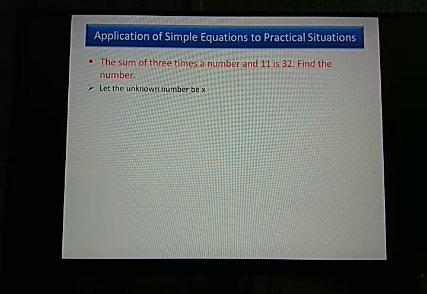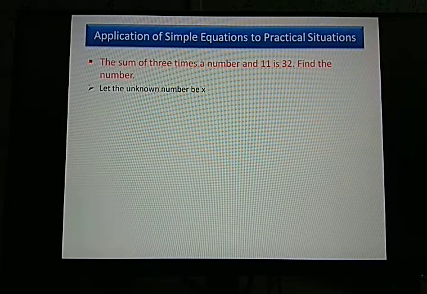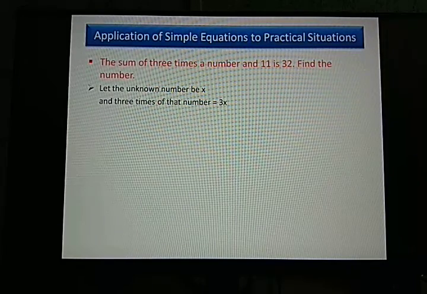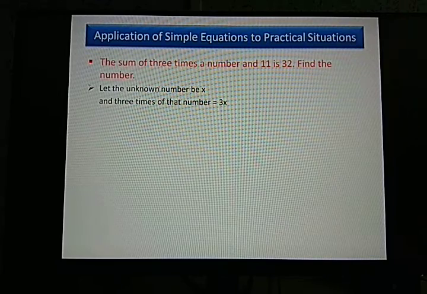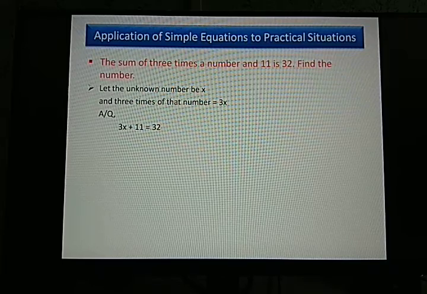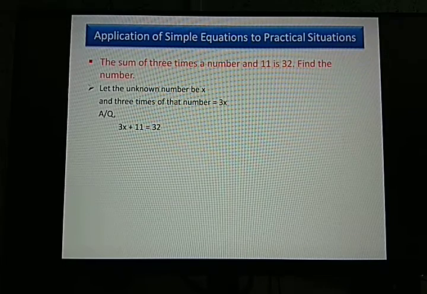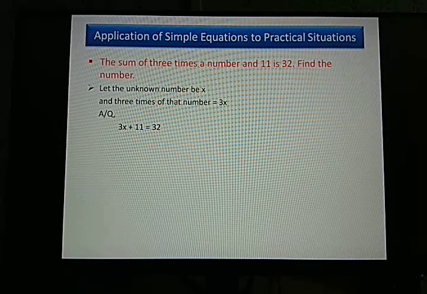Now 3 times of that number. So what will be the 3 times of x? Yes, you're right. 3 times of that number will be 3x. Now it is given that the sum of 3 times of that number and 11 is 32. So according to the question, our equation will be like this. 3x plus 11 is equal to 32. Clear? Now we have to solve for x.